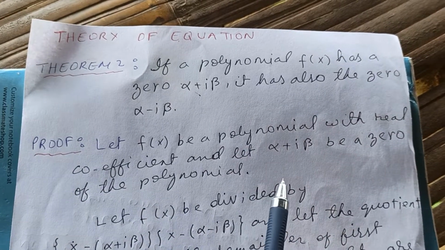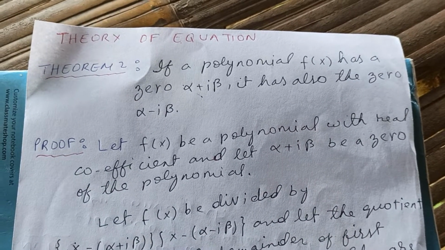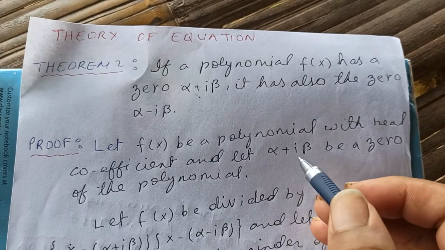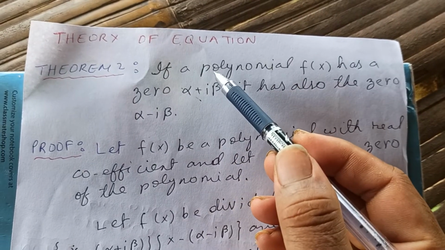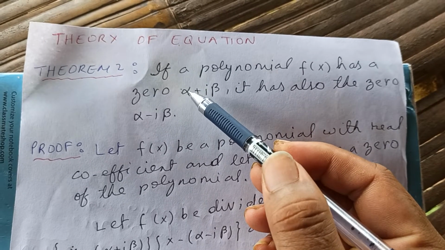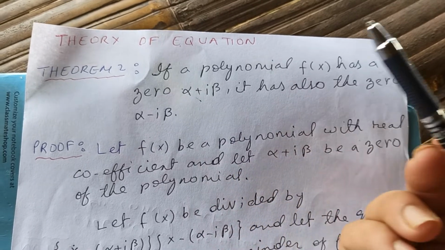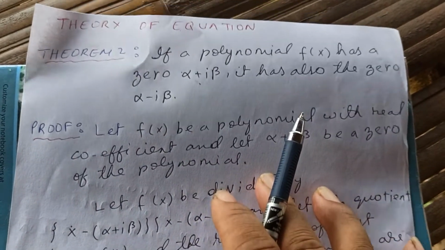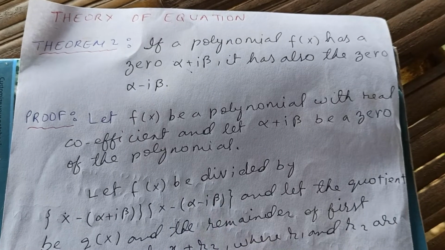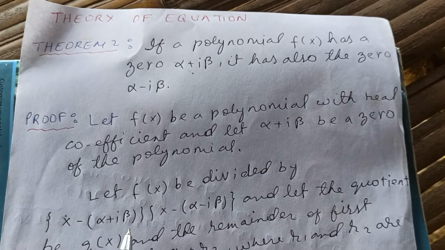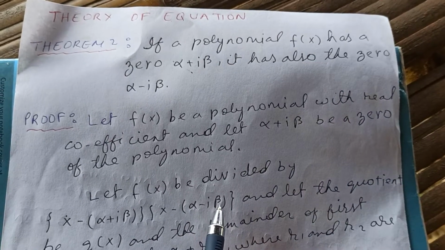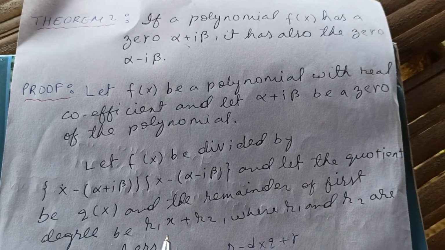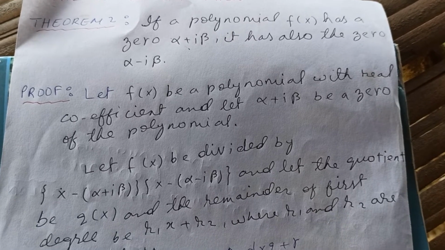Now let f of x be a polynomial with real coefficients. The coefficients of this polynomial will be real numbers, and let alpha plus i beta be a zero of the polynomial. Meaning, the theorem states that alpha plus i beta is already a zero, right? We have to prove that alpha minus i beta is also a zero. Therefore, let f of x be divided by x minus (alpha plus i beta) times x minus (alpha minus i beta), and let the quotient be q of x and the remainder of first degree be r1 x plus r2, where r1 and r2 are real numbers.